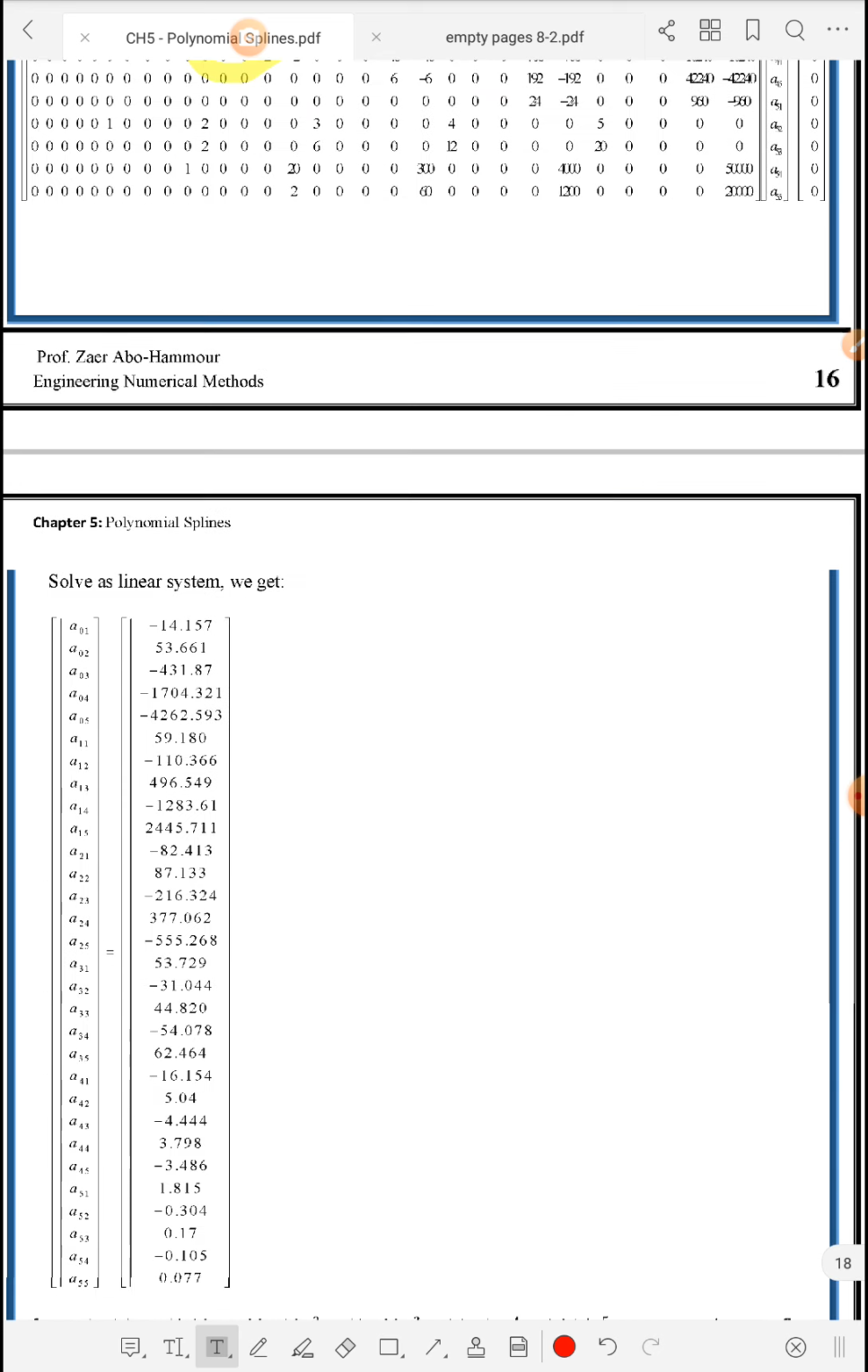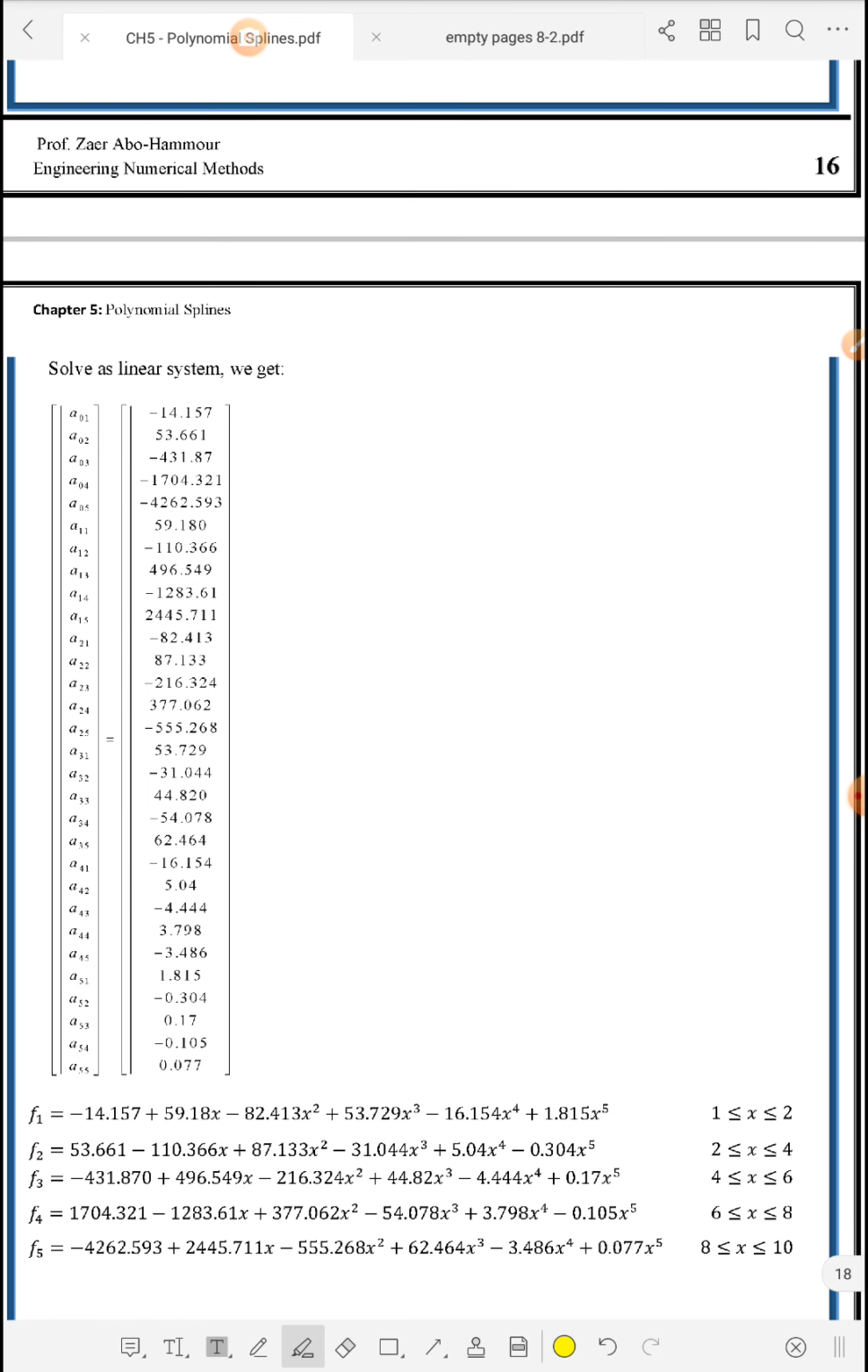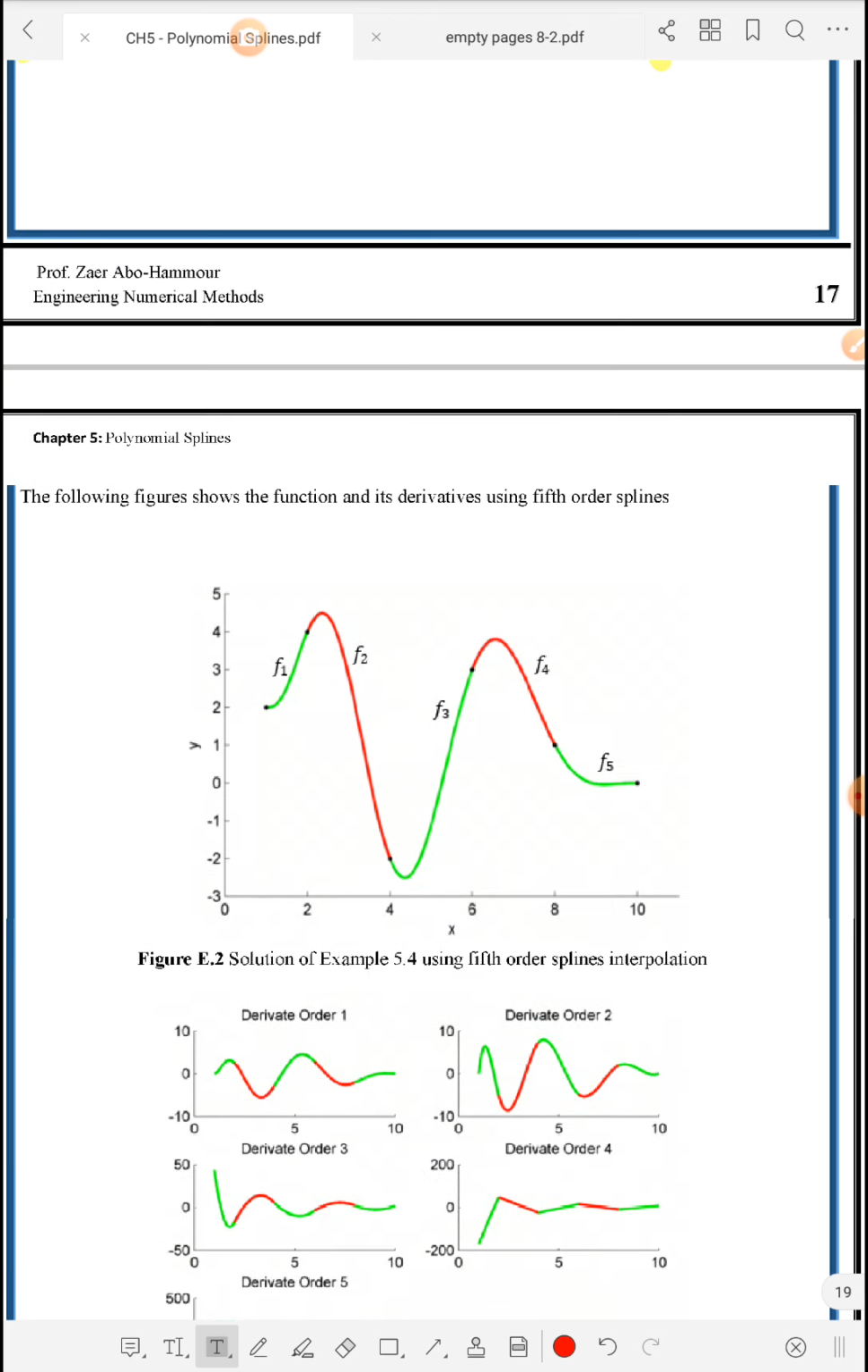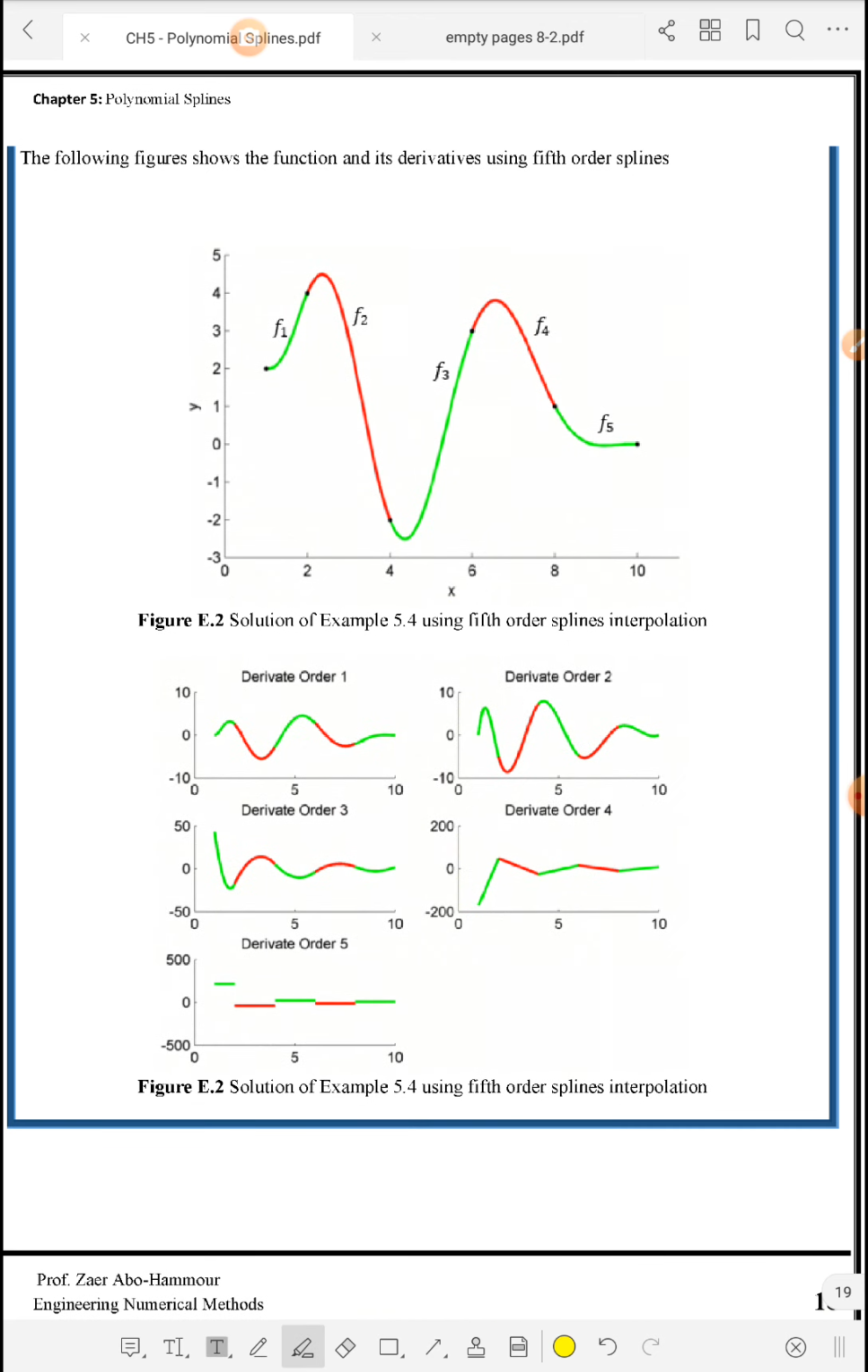If we solve this huge matrix, we will get those 30 unknown coefficients, and finally we will construct the 5 polynomials, each of order 5. If we draw them, these are the original polynomials without any derivative. This is the first order derivative, second, third, and fourth, and as we mentioned, since it's 5th order, there will be continuity of the derivative at the via points until the 4th derivative.